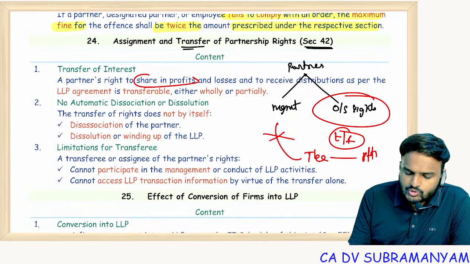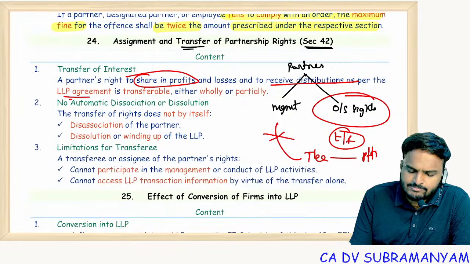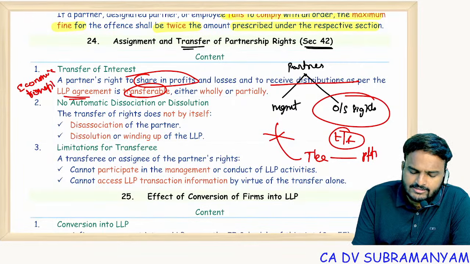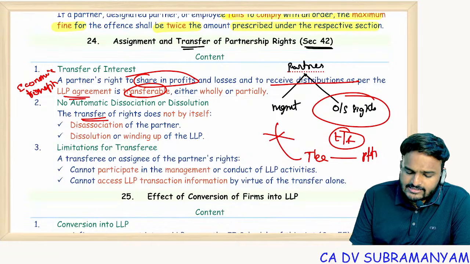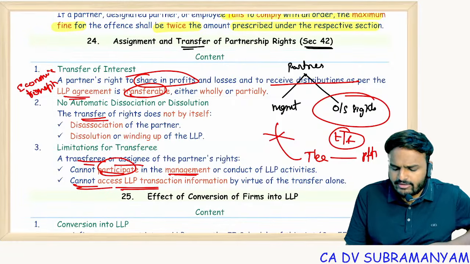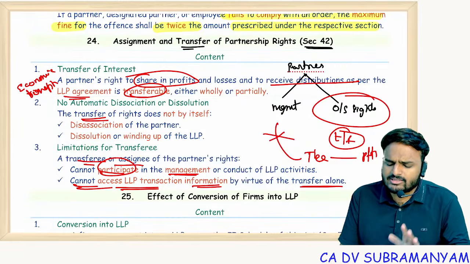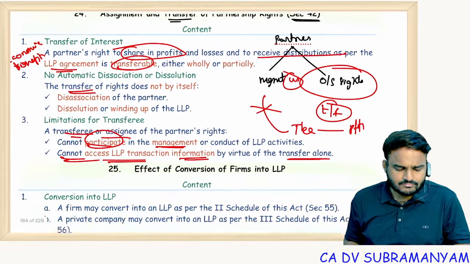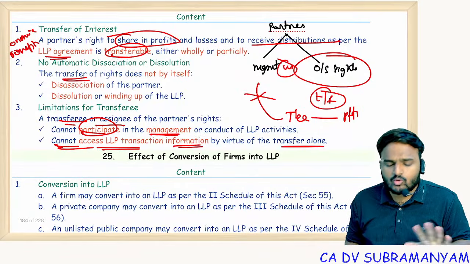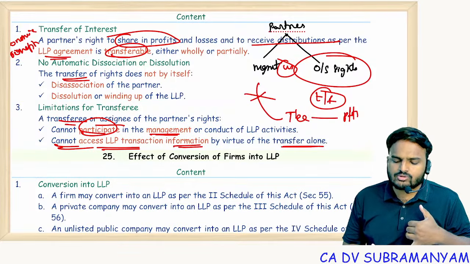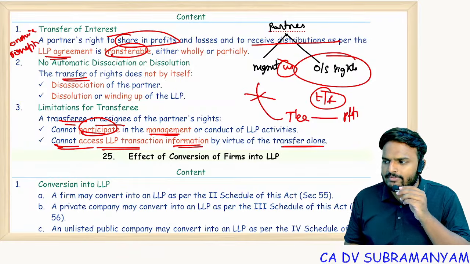So partners' right to share in profits and losses, to receive distributions as per LLP agreement is transferable. That means economic benefits, ownership rights can be transferred but not management rights. Therefore, transferee or assignee cannot participate in the management, cannot access LLP transaction information by virtue of the transfer alone. No management rights. You remember this point. This section is over. By transferring ownership rights, you are entitled to the share in the profits, you are entitled to receive the distributions as per the LLP agreement, but not beyond that.